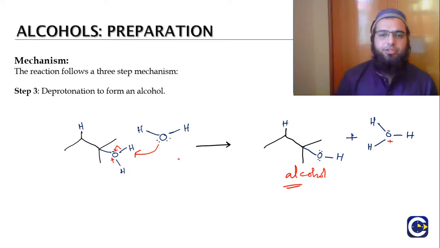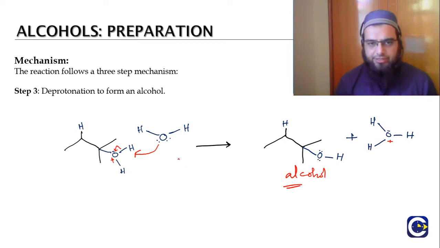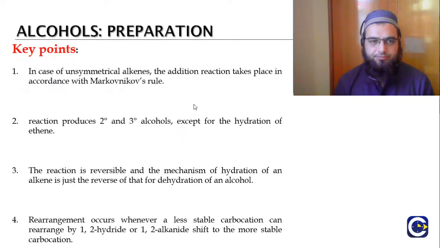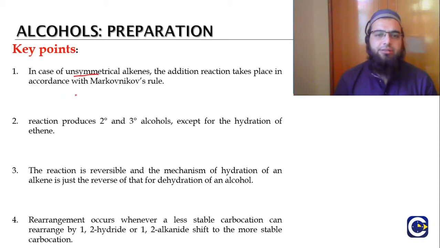So this is the simple mechanism of this reaction, but there are some important points. The example we have taken in this reaction is an unsymmetrical alkene. In case of symmetrical alkenes, let's take an example. This is a symmetrical alkene. The double bond has on both sides the same environment. There is one methyl group, there's another methyl group. So this carbon and this carbon are the same.